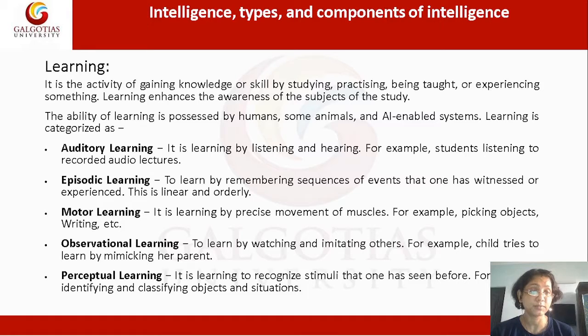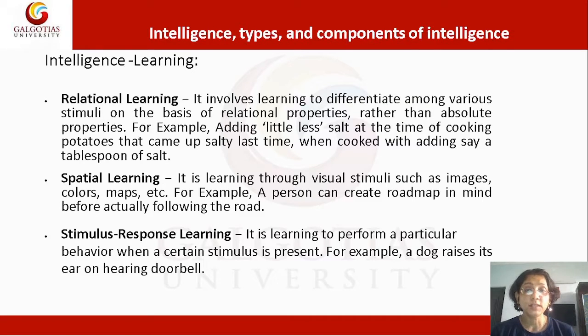It is learning by precise movement of muscles, for example, picking objects. Observational learning is to learn by watching and imitating others. For example, a child tries to learn by mimicking her parent. Perceptual learning is learning to recognize stimuli that one has seen before, for example, identifying and classifying objects. And relational learning involves learning to differentiate among various species of relational properties rather than absolute properties. For example, adding a little less. A little less is a relational property, a little less in terms of something.